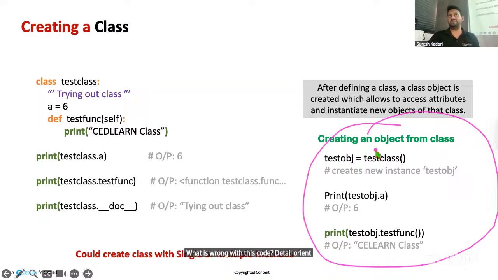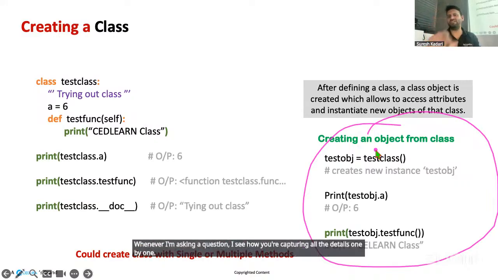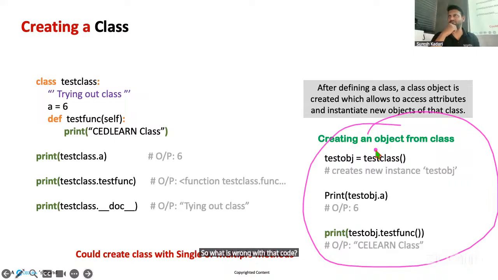Detail orientation. Data scientists and data analysts should have detail orientation. That is the minimum quality I expect from a data analyst and data scientist. Whenever I talk in an interview, I give some long questions, and I see how you capture all the details one by one. So what is wrong with that code? Capital P. Very good. What else? New object. Why is that wrong? Output is wrong.